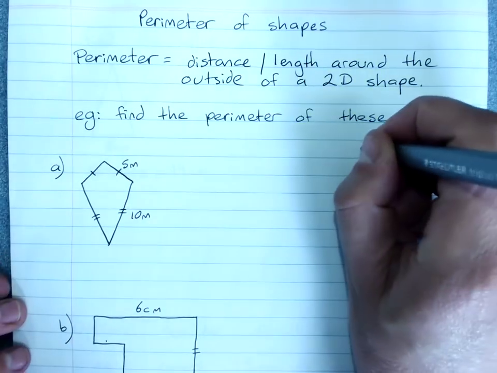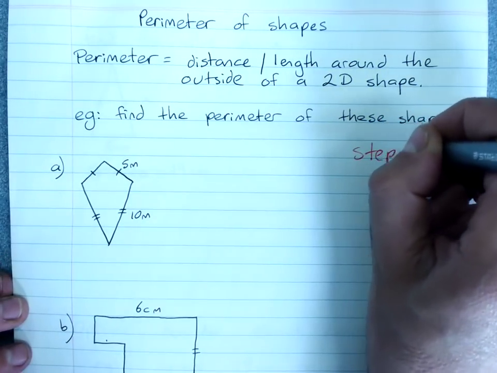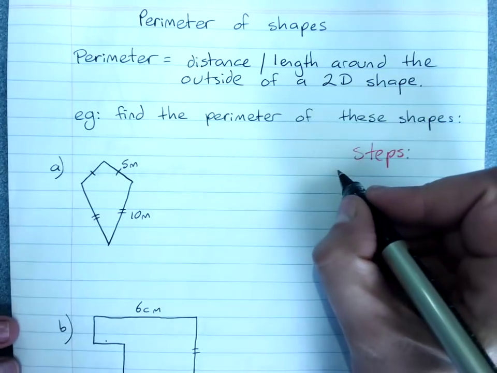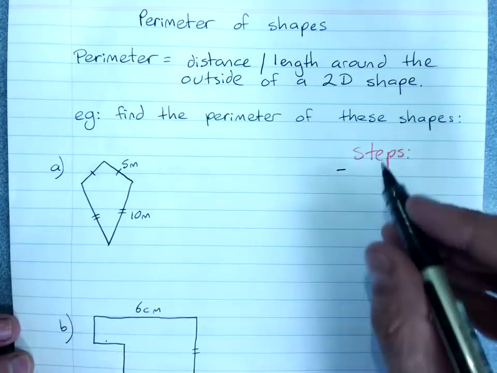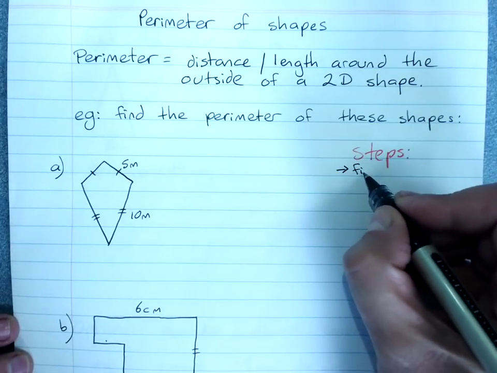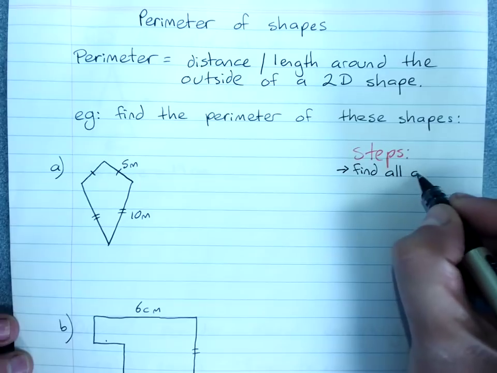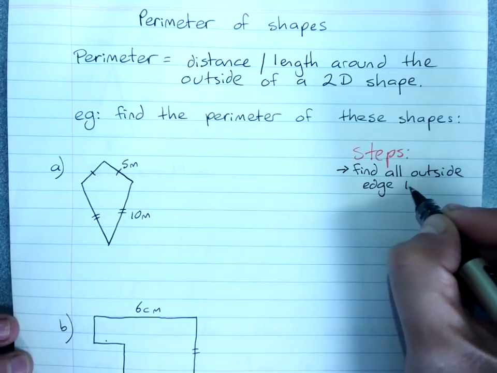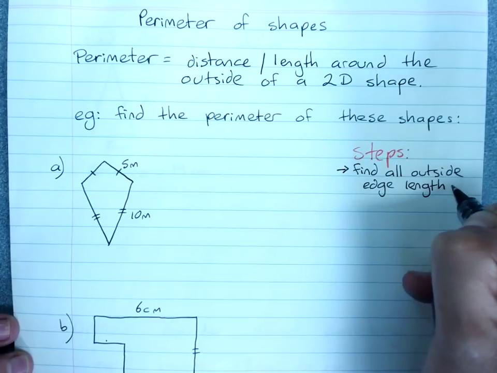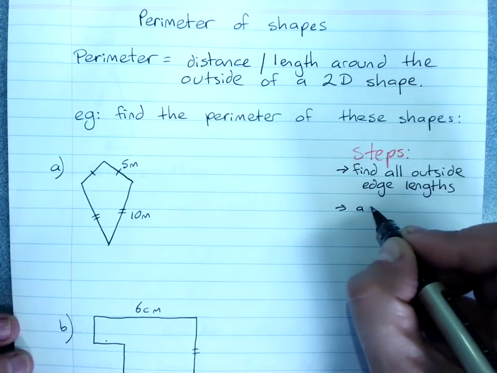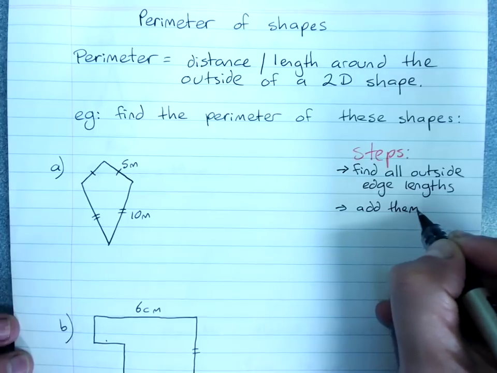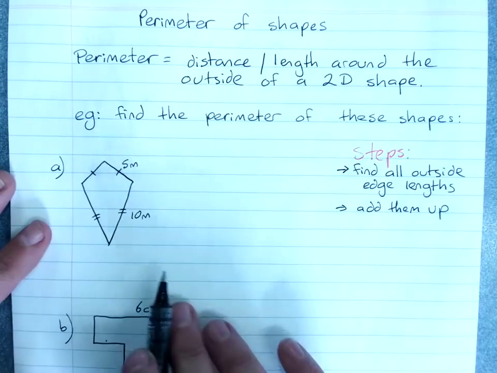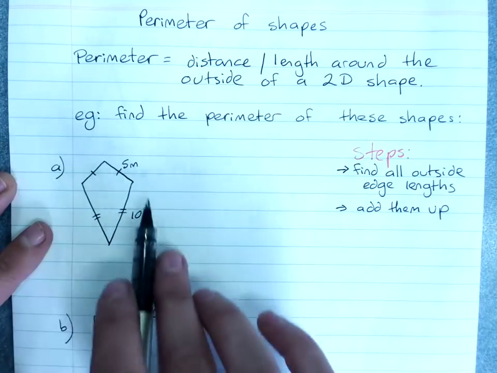Your steps when you're finding the perimeter is you'd find all the outside edge lengths, and then add them up. Now there's often a few different ways that we can do this. So I'm actually going to do 2 pieces of working for this one.